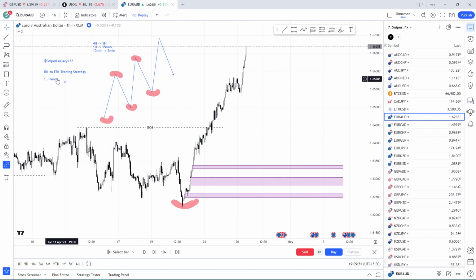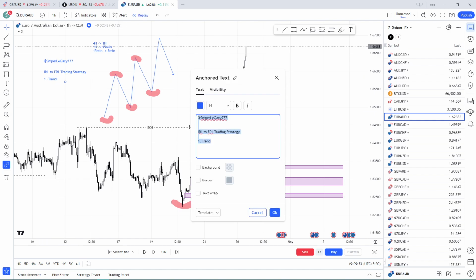The first step is to find the trend, and the second step is to find the previous low or high. I'm writing low or high because we have to find the low for a bull market and the high for a bear market.